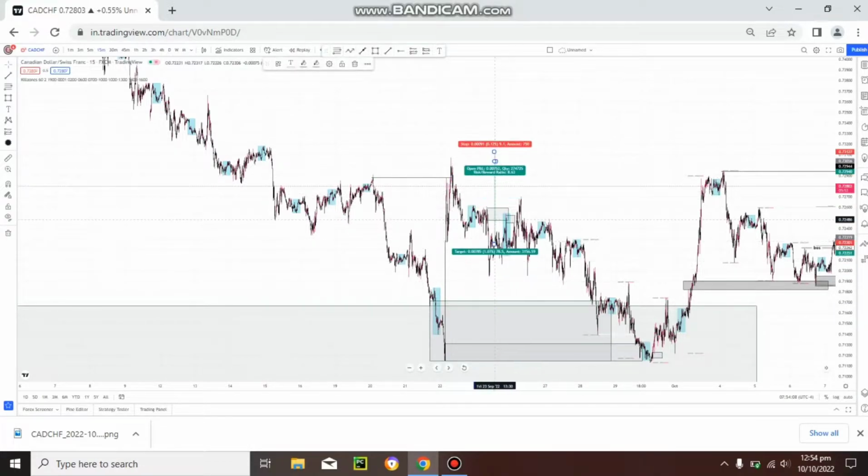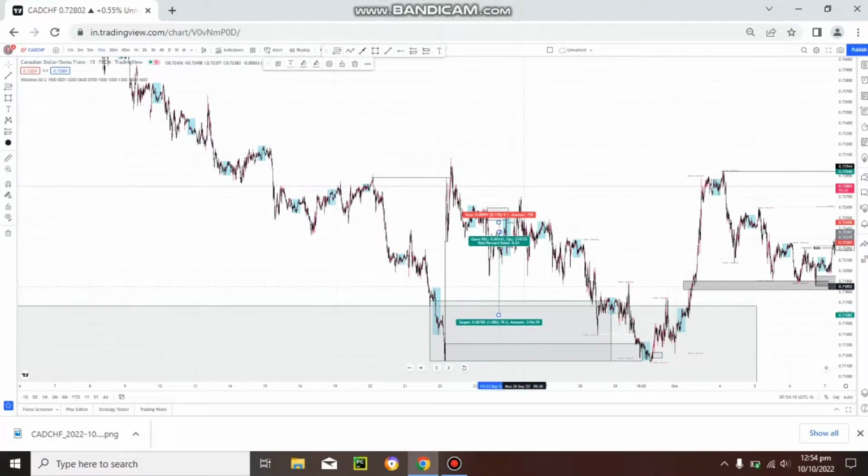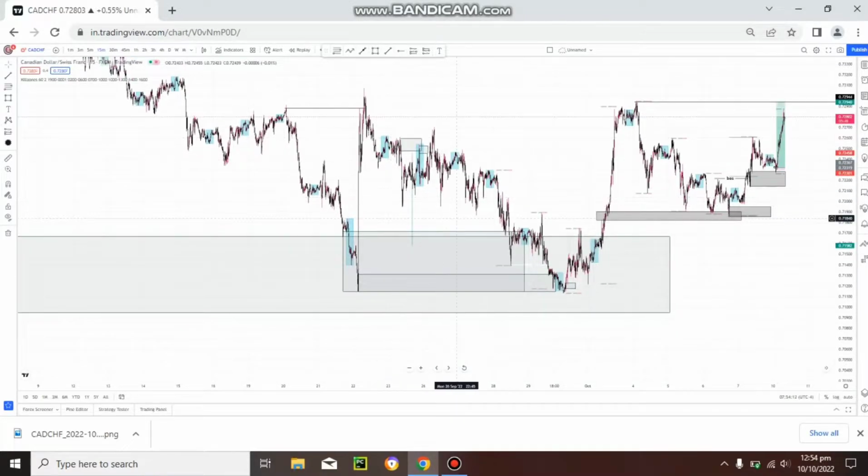We see the corrective pullback that gave us that extra confirmation. We have this corrective pullback here, and we took the beautiful trade off from this demand zone here, and we see we have this nice change of character here.